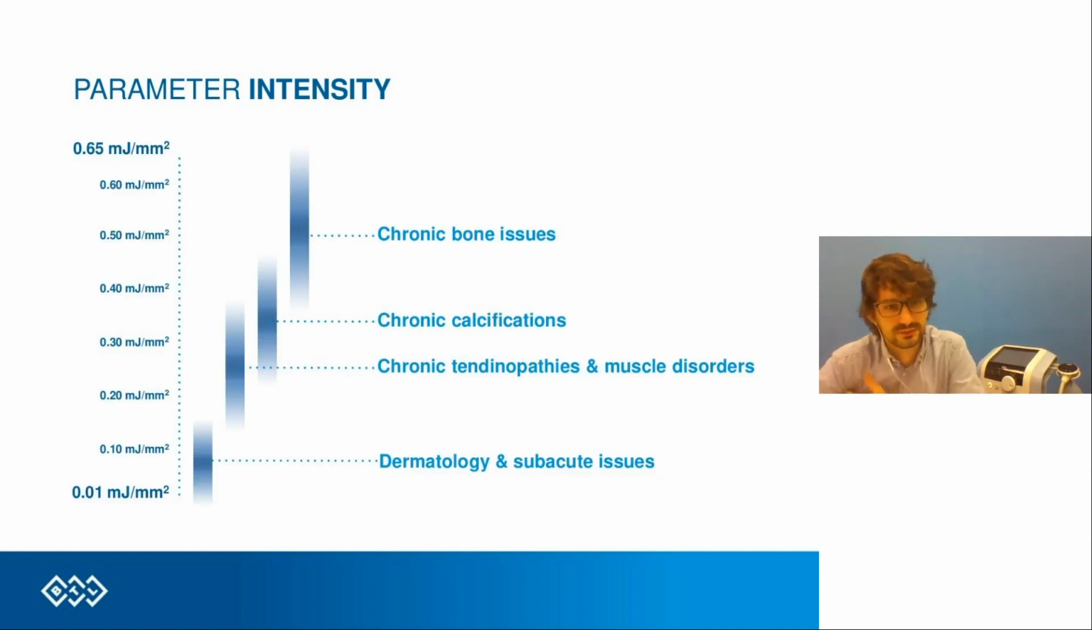In general, the intensity recommendation is always based on the patient's feeling, how intense the therapy perception is. So we always start with a low intensity, and we increase it based on the patient's feedback. But in general, there are some recommendations that I can mention. The lower intensities are usually used for dermatology and subacute issues. Dermatology means mostly wound healing. Higher intensities are used for chronic tendinopathies and muscle disorders. Even higher, chronic calcifications, where we use higher intensities, and chronic bone issues, the highest intensities of all. That is also the answer why we cannot use the radial shockwave so much, because it's simply not that strong.